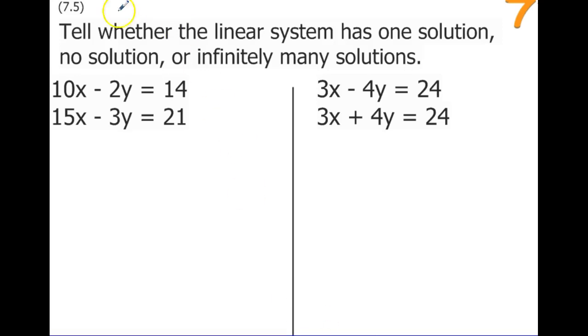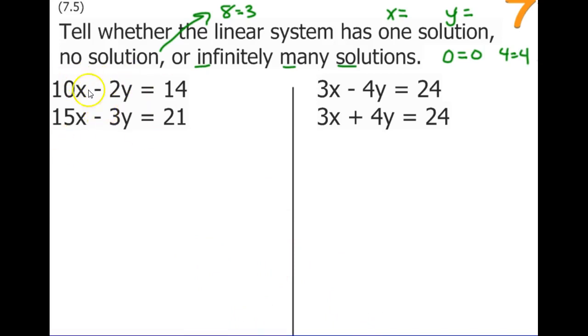Alright, these next couple, we need to tell whether the linear system has one solution, meaning you get x equals a number, or y equals a number. No solution, meaning that you would have like 8 equals 3, or something like that. Or infinitely many solutions, when you would have like 0 equals 0, or 4 equals 4.